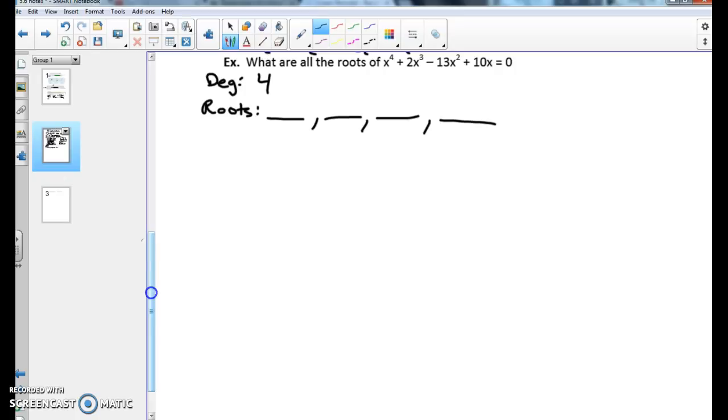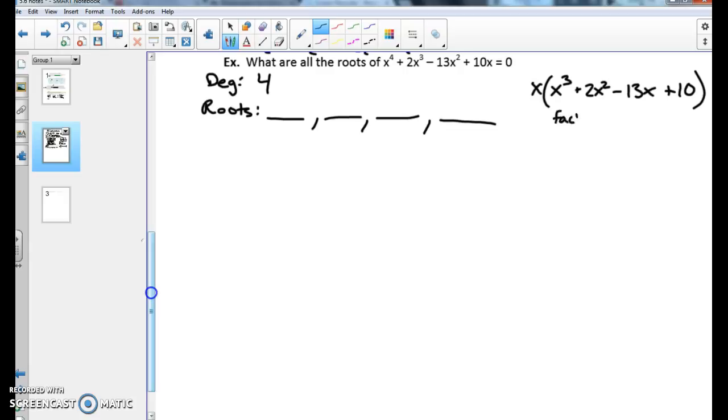Where the heck is it? Well, the reason there's no constant is because there's an x in every term. So when there's an x in every term, let's pull that out. That's a greatest common factor. So we have x cubed plus 2x squared minus 13x plus 10. Now we have a constant here, okay? And this quartic function that was degree 4 is now a cubic function, degree 3. So let's focus in on this x cubed plus 2x squared minus 13x plus 10.